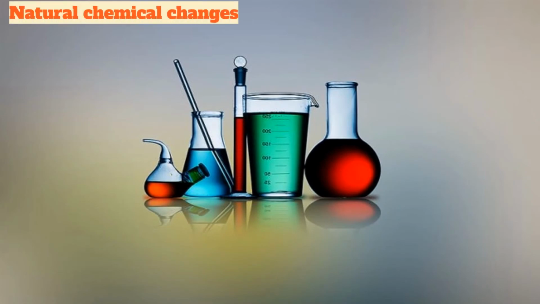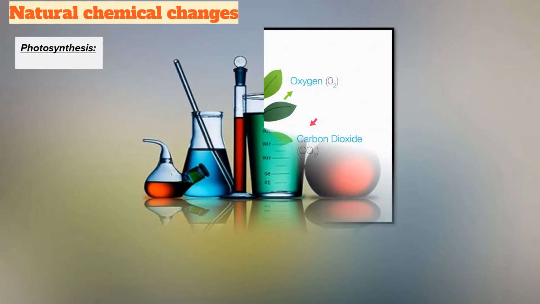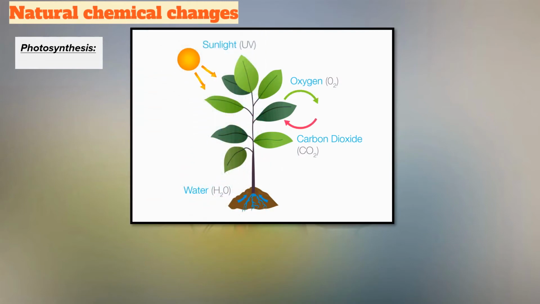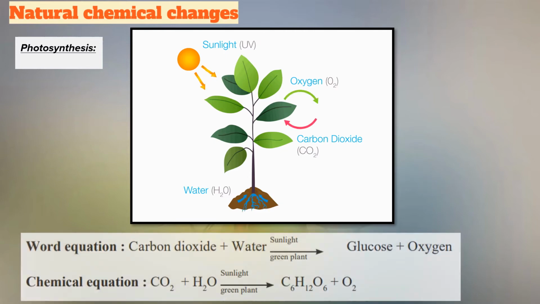Another natural chemical change is photosynthesis. Now we know that green plants perform photosynthesis in the presence of sunlight, and from this process we get glucose and oxygen. Carbon dioxide is taken in the presence of sunlight, and we have the pigment chlorophyll, and from this we get glucose and oxygen. The word equation and the chemical equation are written as follows.